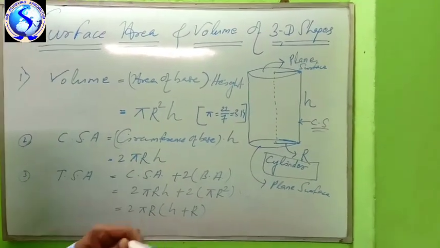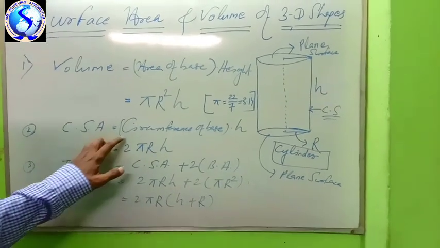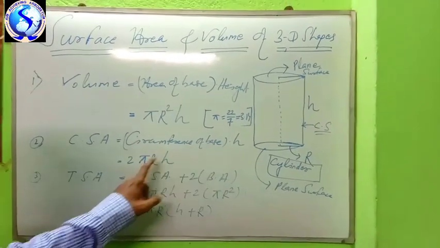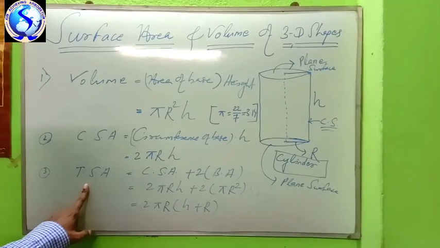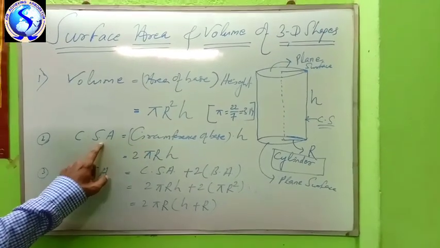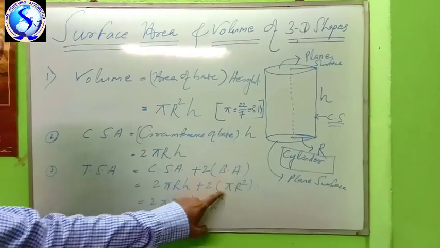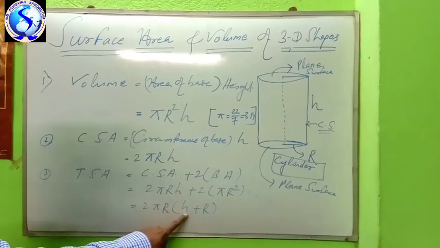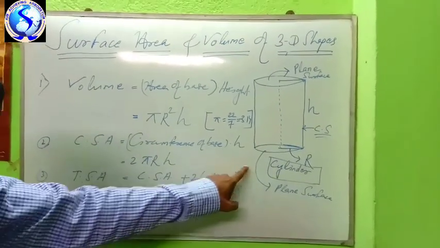Curved surface area. Curved means the surrounding portion. Curved surface area is circumference of base into height, 2 pi r h. Total surface area means curved surface area plus 2 into base area. Now finally, this one is 2 pi r whole into h. This is all about the cylinder.